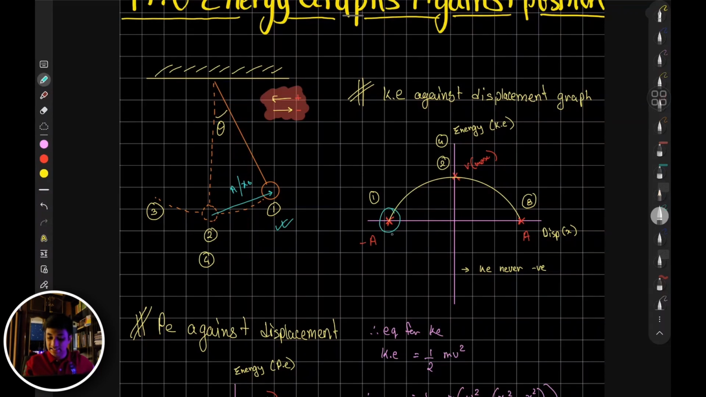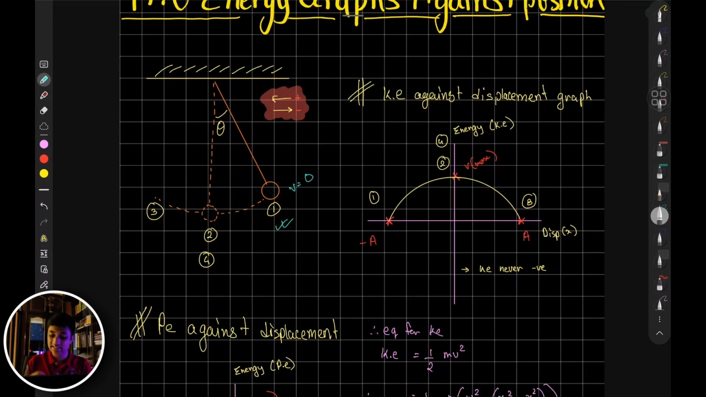Why is energy 0? Because at this point, from the previous video, you should know velocity is 0. If velocity is 0, in that case, it has no kinetic energy, since it is half mv squared, and v is 0, so the entire value becomes 0. Great. In that case, we know we can plot a point (minus A, 0) on the graph. Okay. Next point, let's look at position 2. What's happening at position 2?